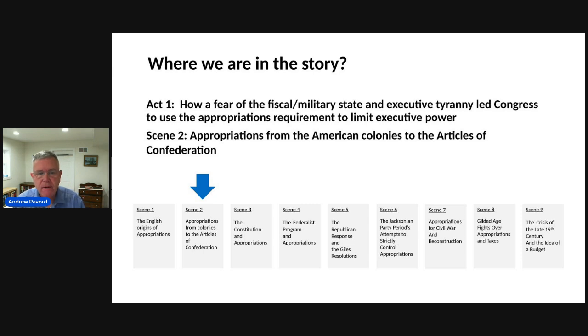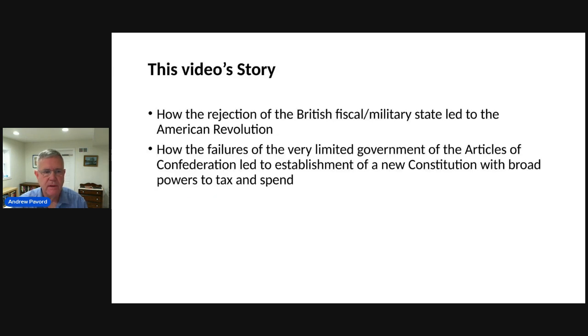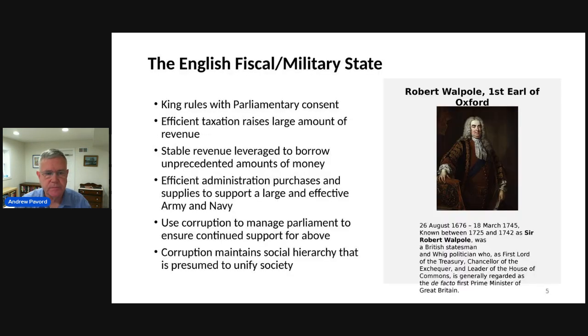So today we're going to focus on Act 1, Scene 2, and the focus is on the appropriations, taking it from what happened in the American colonies to the Articles of Confederation. So this video is going to focus on how the rejection of the British military state led to the American Revolution and how the failures of the very limited government of the Articles of Confederation led to the establishment of a new constitution with broad powers to tax and spend.